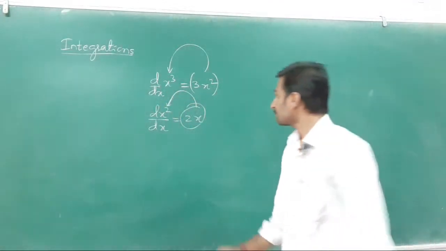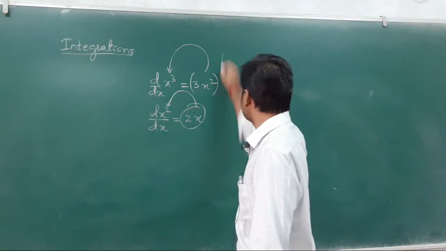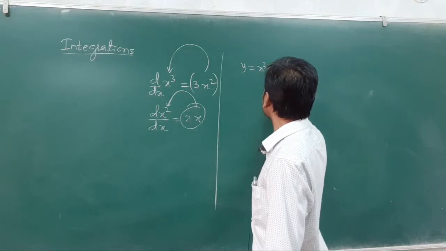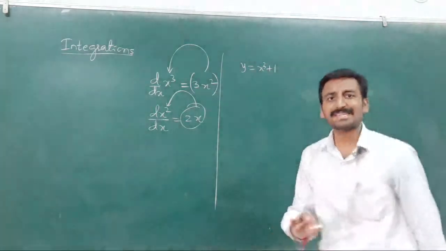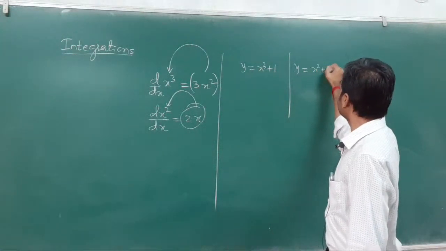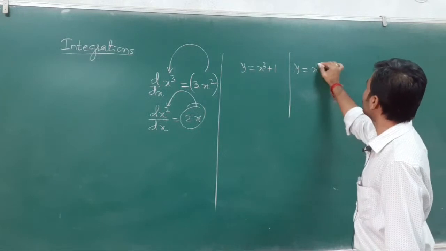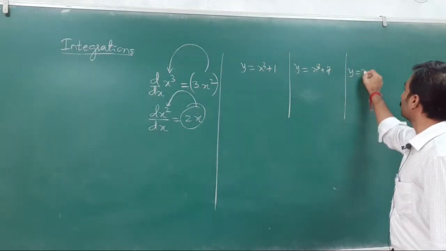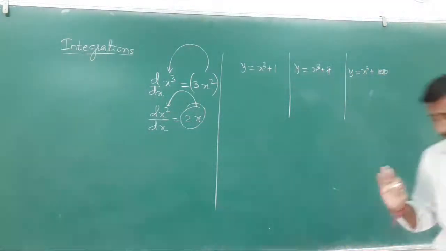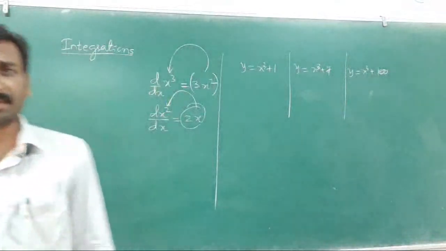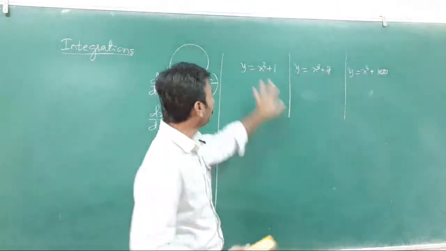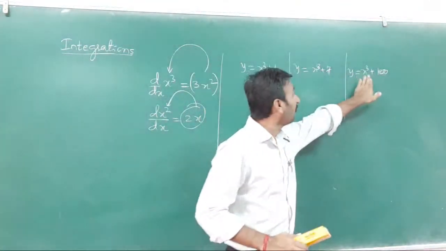It's very simple. Now, when I take y equal to x cube plus 1, y equal to x cube plus 7, or y equal to x cube plus 100, understand very properly. I have taken three different functions, but only the constant term is different.